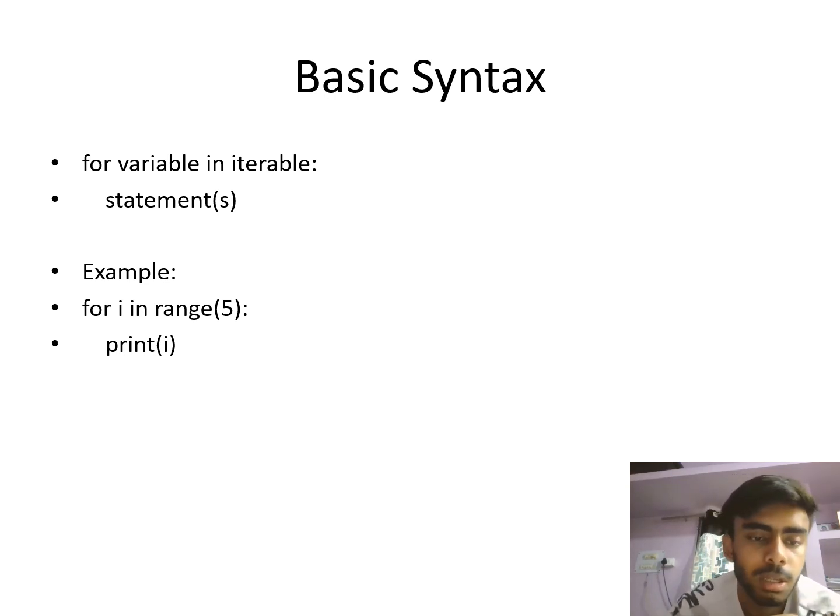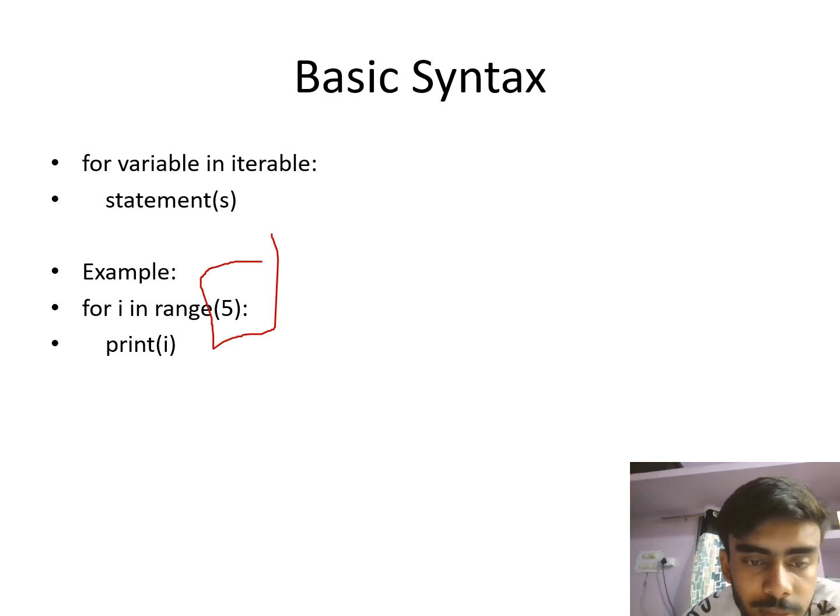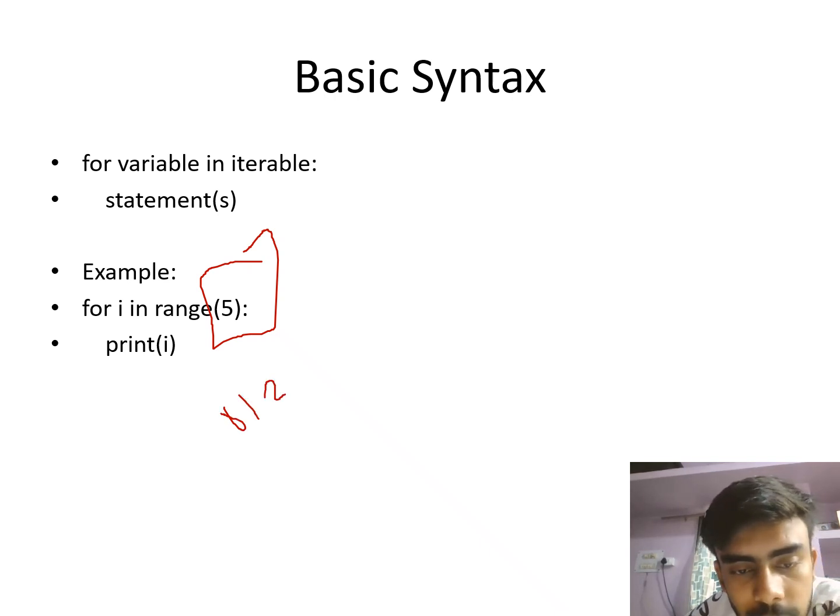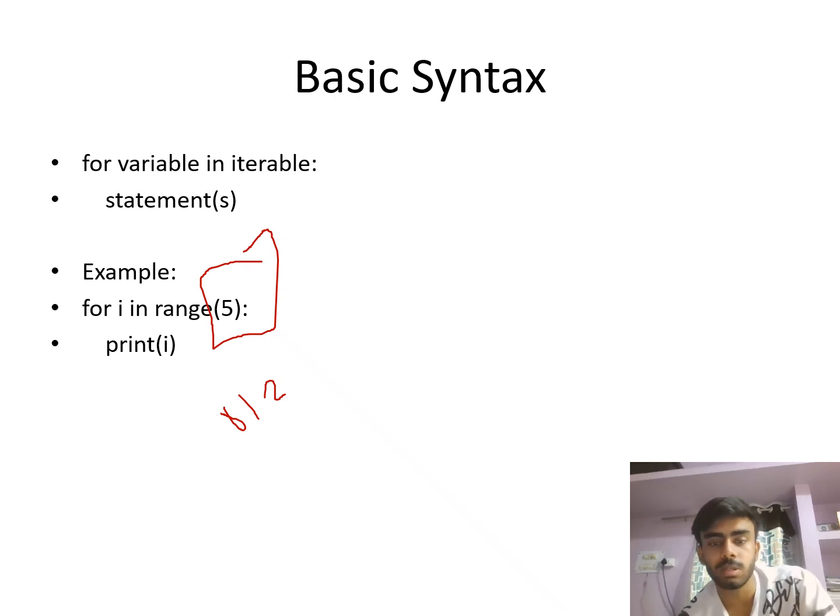How does it work? We have decided our range is 5. So it first produces 0, then 1, then 2, then 3, then 4. It will not print 5 because in Python the index number starts from 0. So if you are taking range 5, that means it only writes 0, 1, 2, 3, 4, not 5. Okay, so remember this one.